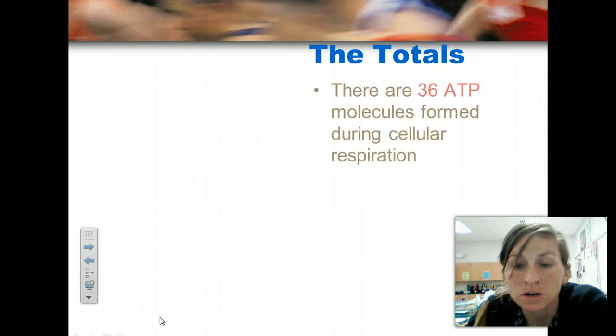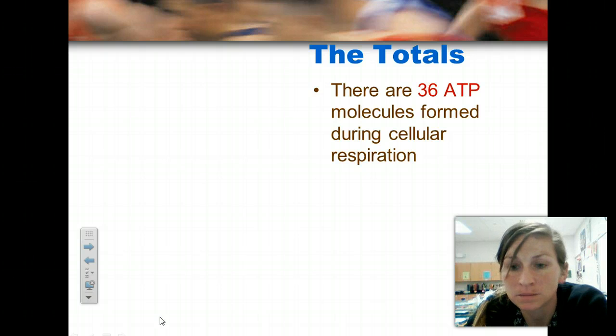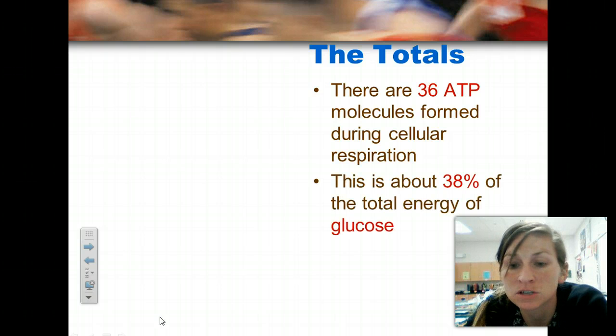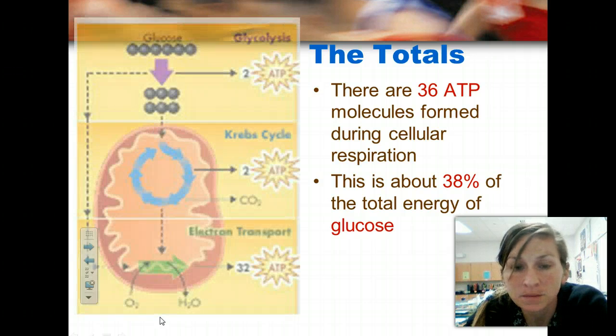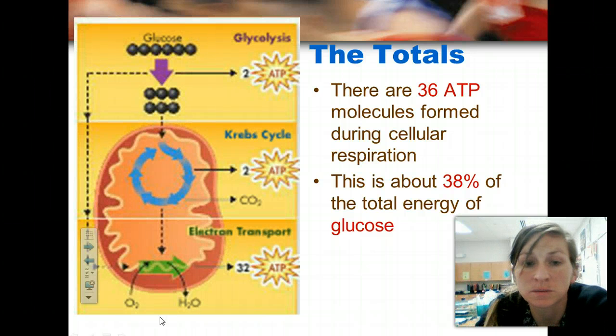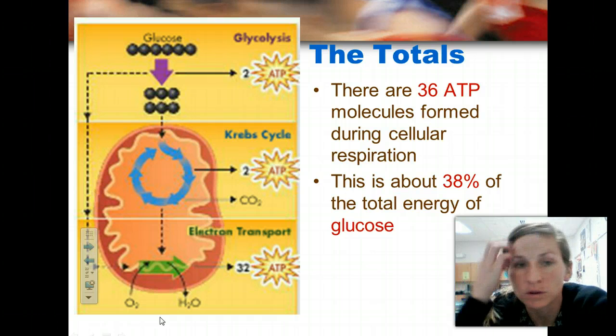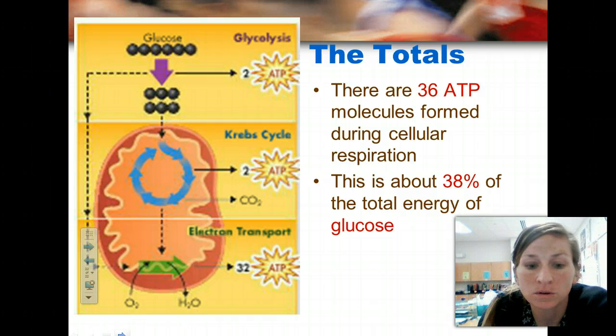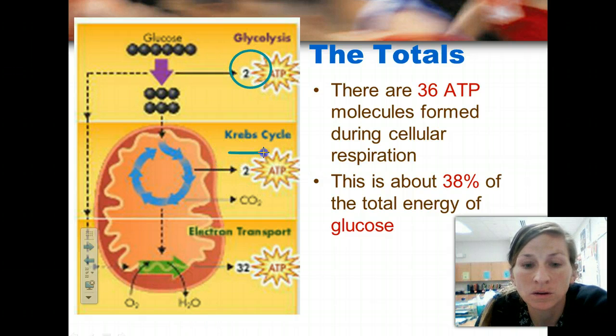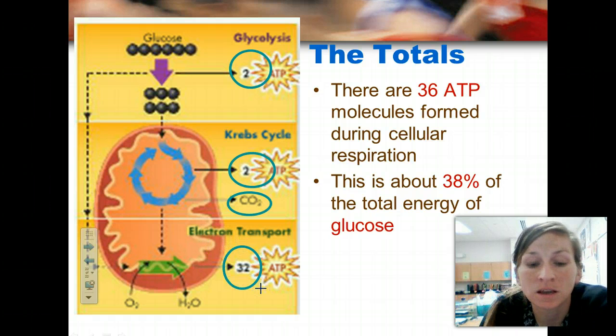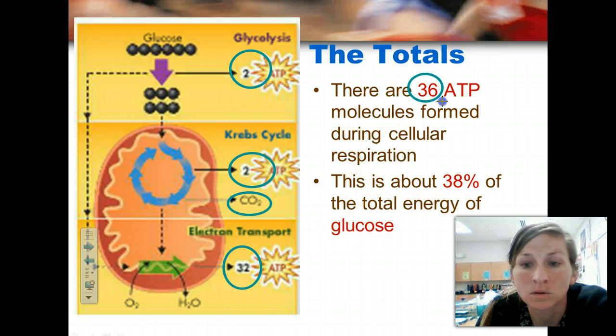Now the totals for the total process of cellular respiration with oxygen present are 36 ATP. This is about 38% of the total energy of glucose. A lot of the rest of that energy is released as heat. Here is the total breakdown of ATP from each stage, so make sure on that diagram you drew, you put down the total ATP from each process. So you will notice, like I said earlier, glycolysis, 2 ATP. During the Krebs cycle, we have 2 ATP plus carbon dioxide as a product. And then the electron transport chain has a net gain, the largest net gain of 32 ATP, and that's where we get this total of 36.